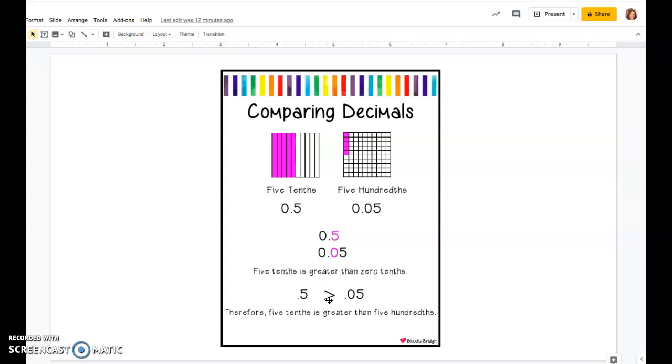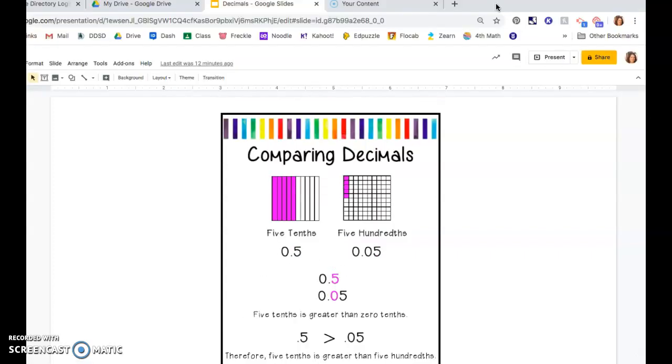Remember to think of the greater than sign as the mouth of an alligator, and the alligator always wants to open its mouth up and eat the bigger number. So let's look at a few examples. When we are comparing decimals, it's pretty easy to do if the decimals are ending in the same spots. For example, if you had 8 tenths and compared it to 3 tenths, we know that 8 tenths is greater than 3 tenths. 8 dimes is more than 3 dimes, okay?